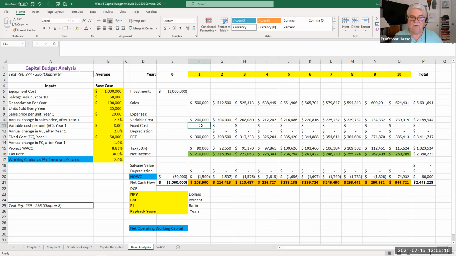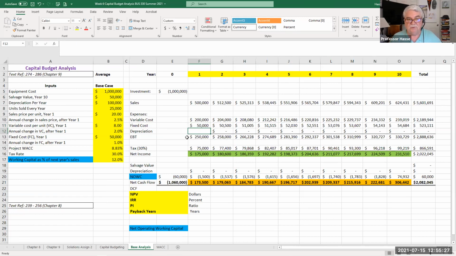Fixed costs, which are again operating costs of making the product, but they're fixed. They never change. They do not change in relationship to units. You're going to have those. So the fixed cost rate is $50,000, but also fixed costs do increase.